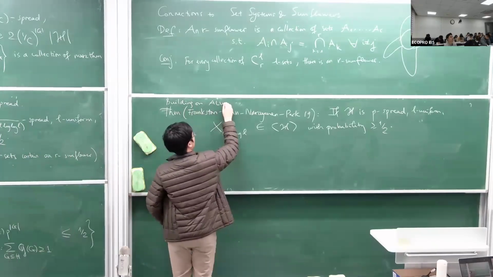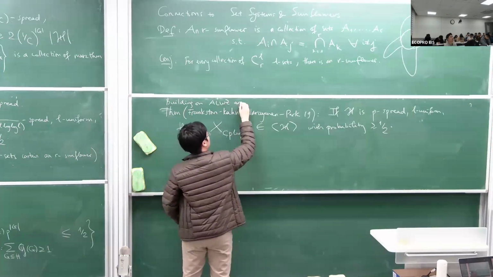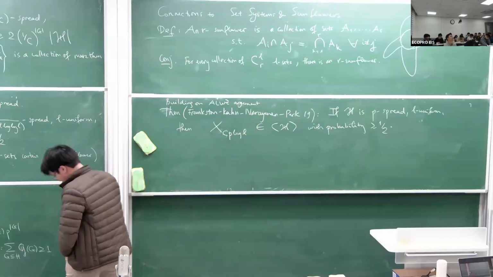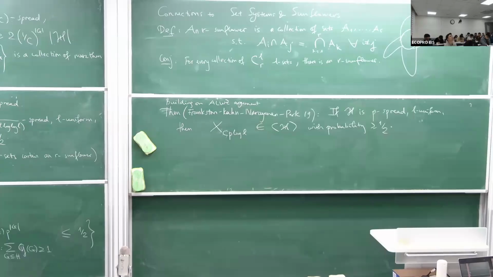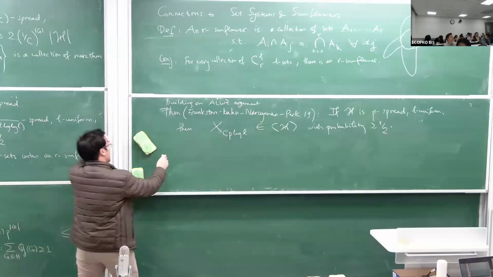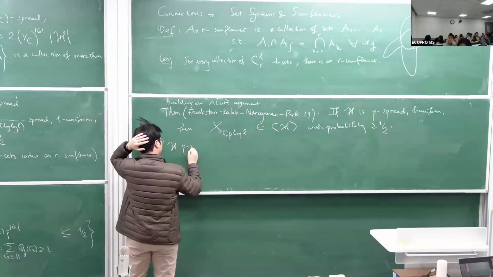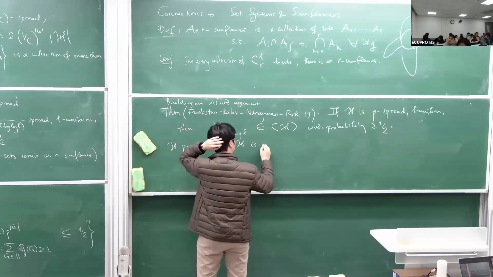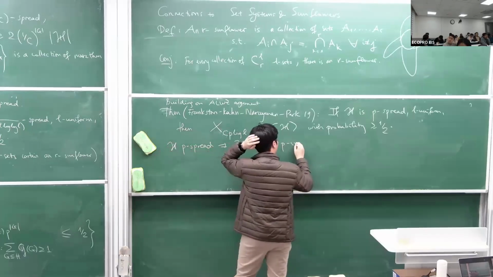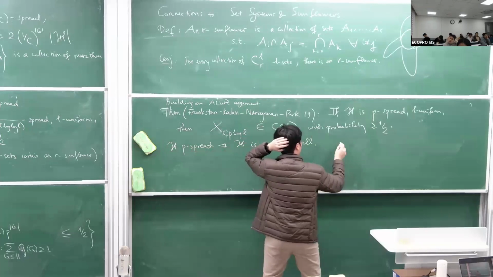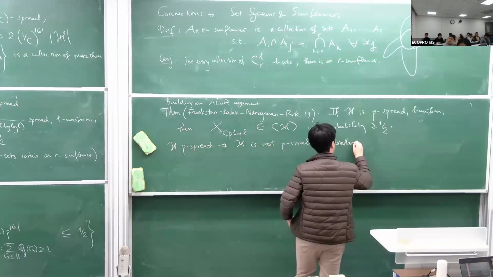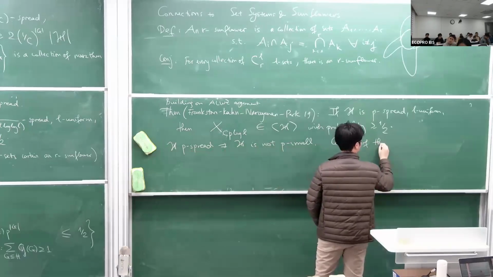You do the ALWZ argument. One can obtain this. And at this point, as I already mentioned before, if H is P-spread, then H is not P-small. So in particular, this is going to be the corollary of the Kahn-Kalai conjecture.